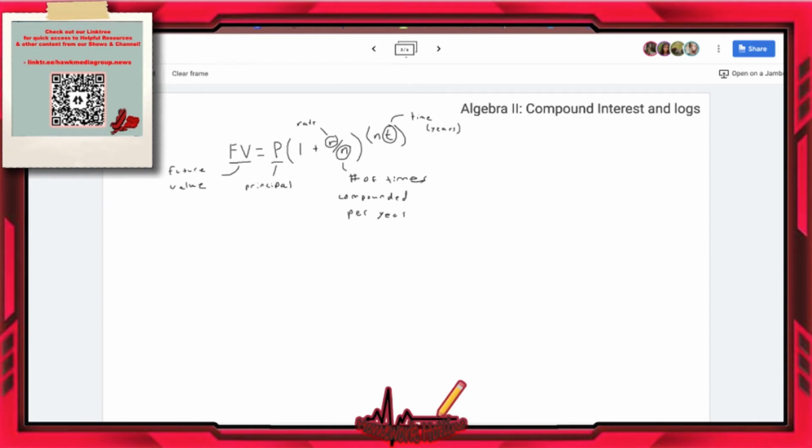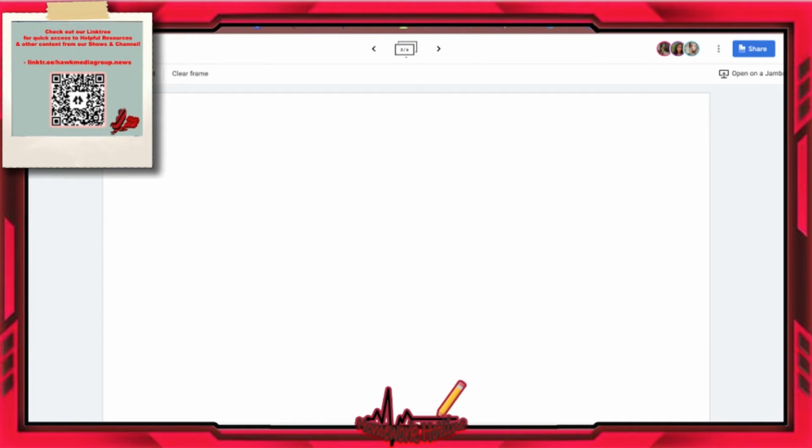So now that we know that, we're going to go ahead and get our first example problem thrown up here. First one is pretty simple, and it looks like this. Okay, we read it. If you deposit $4,000 into an account paying 6% annual interest compounded quarterly, how much money will be in the account after 5 years?